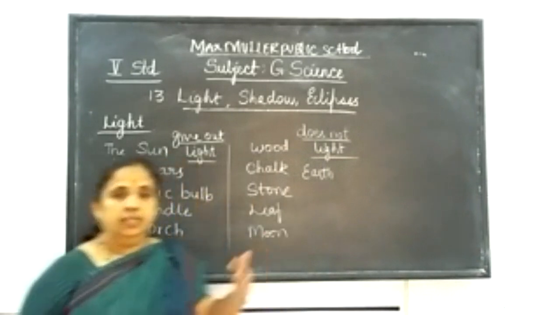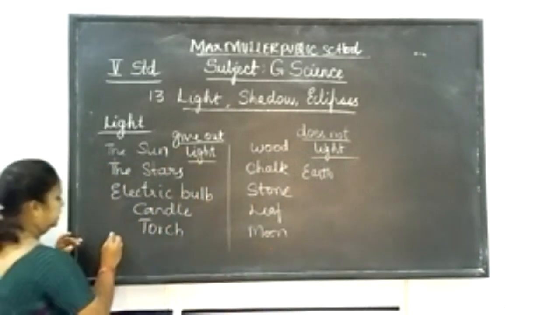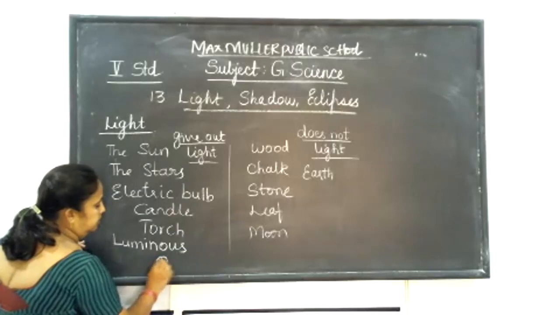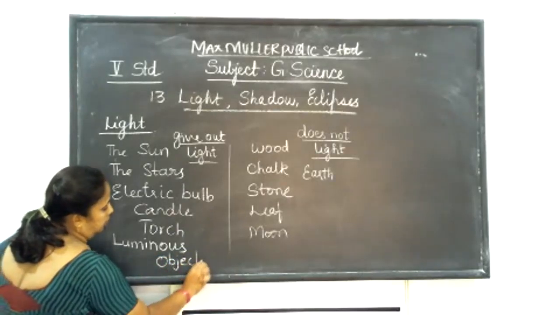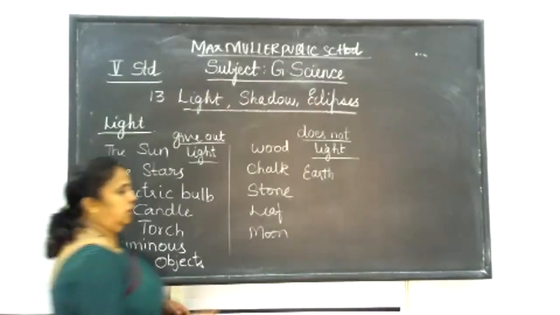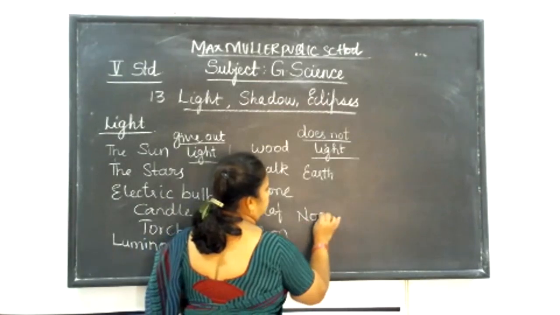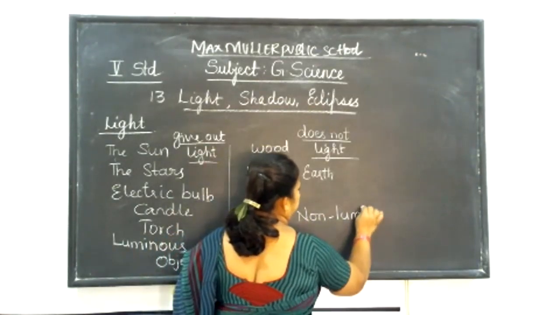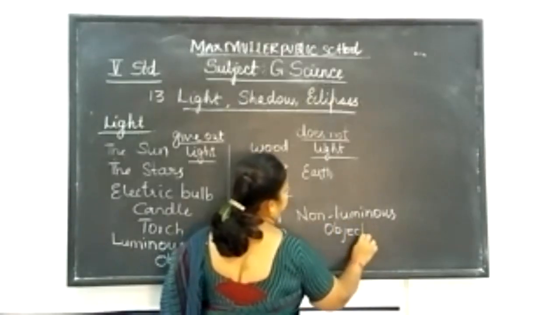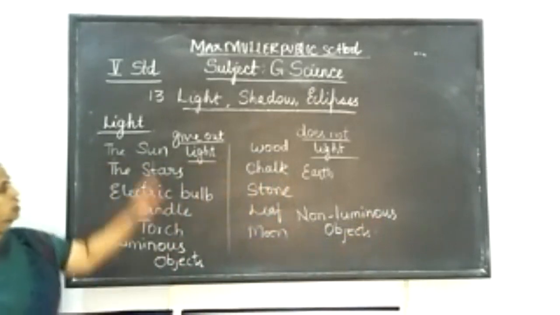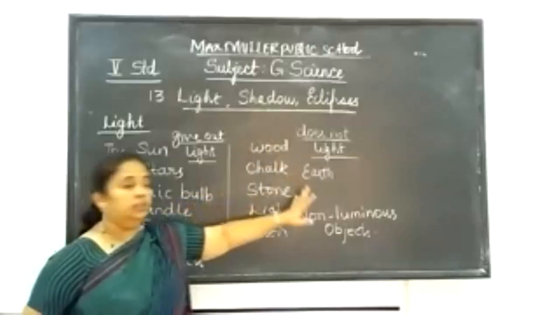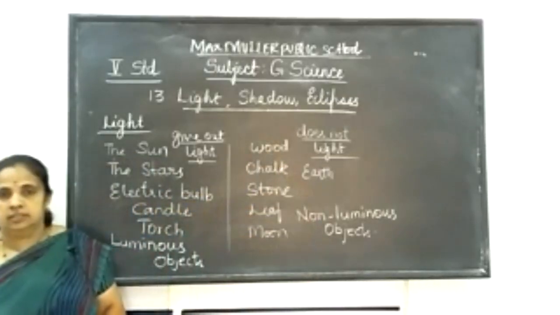Those things which give out light are called luminous objects. What are they called? Luminous objects. That means objects which give out light. And the other side, which do not give out light, you call non-luminous objects. Do you understand the difference between the two sets of objects? These things give out light, so you call them luminous objects, and these things do not give out light, so they are called non-luminous objects.